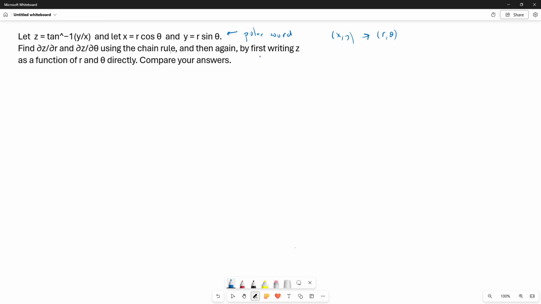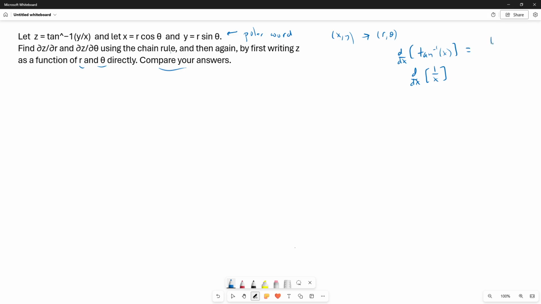And then we'll do the problem again by first writing z directly as a function of r and theta and comparing our answers. So before we get mired into the details, we have to work with the function inverse tangent of x, and we also have to work with the function 1 over x. And so let's just quickly recall their derivatives in the one variable setting.